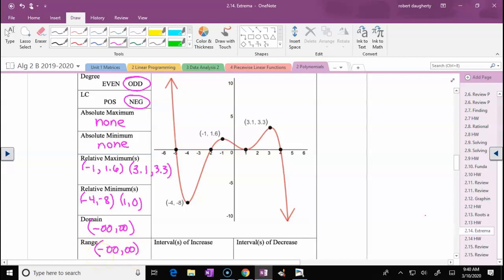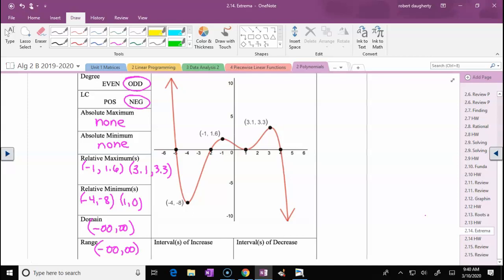And now what's new is we need to figure out the intervals of increase or decrease. One of the easiest ways to do that is let's just start from left to right. As I travel from left to right, are the y values going down or are they going up? Starting over here at negative infinity, what's the graph doing? It's going down.